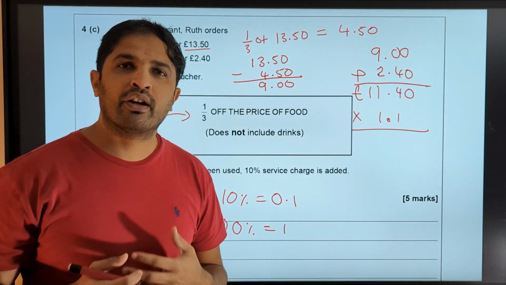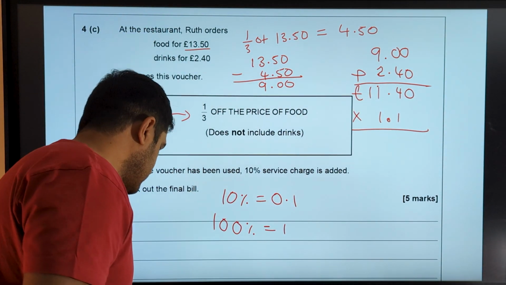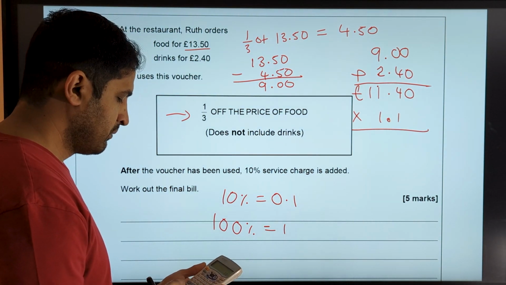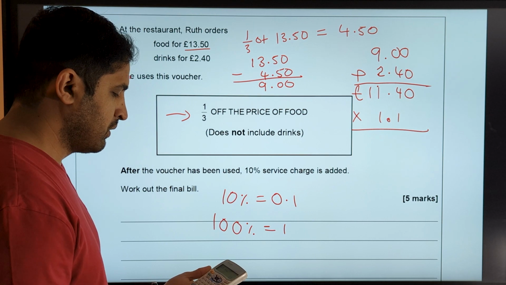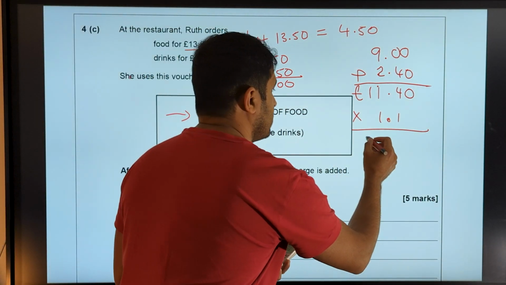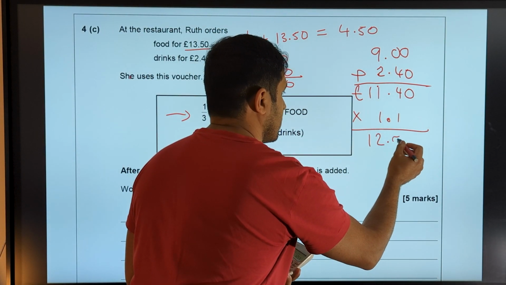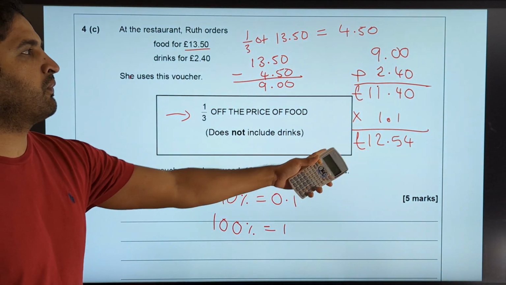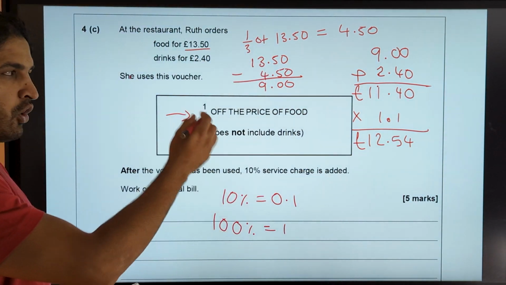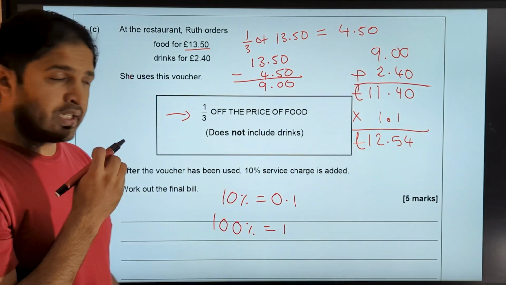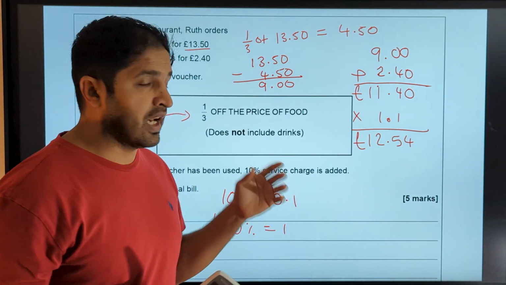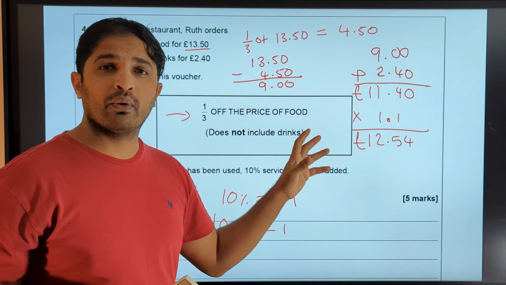And the 5th mark comes from writing down the answer, which would be 11.4 times 1.1. Okay, so £12.54. Okay, that's what you get for your 5th mark. Okay, so there are quite a lot of things, and I would write down every single calculation that I'll go through. Okay, and do not think that you're doing it in your head and the examiner will know.